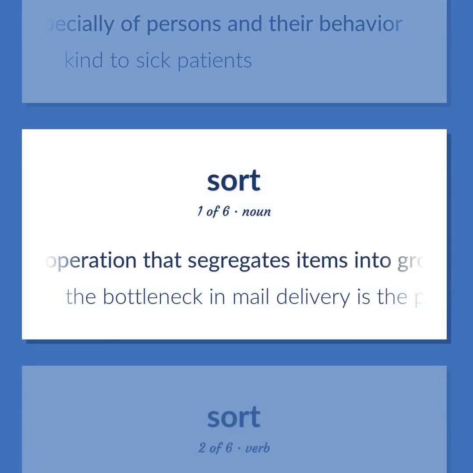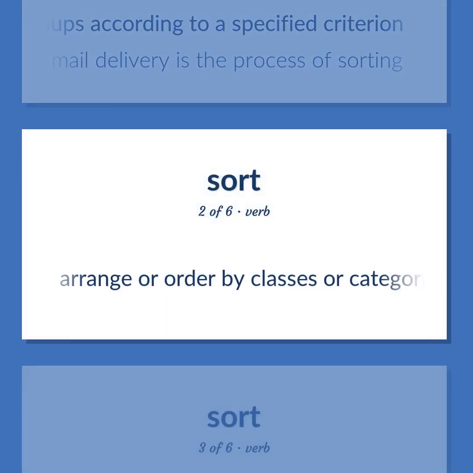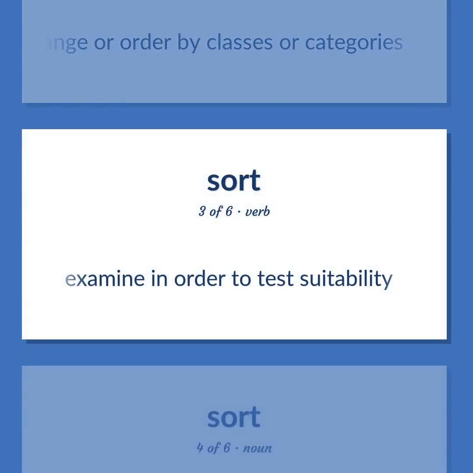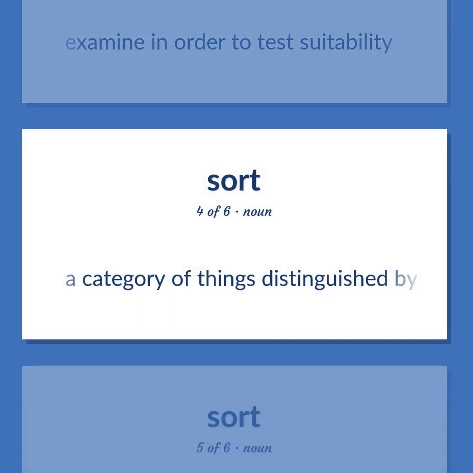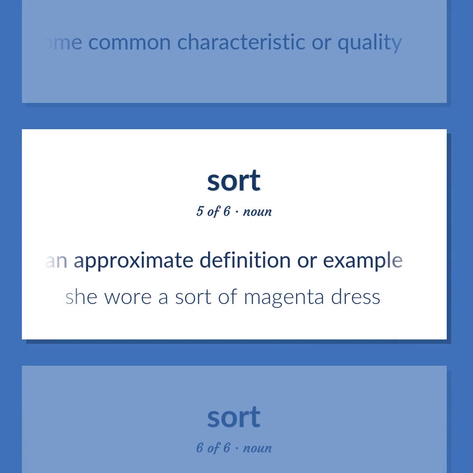An operation that segregates items into groups according to a specified criterion. The bottleneck in mail delivery is the process of sorting. Arrange or order by classes or categories. Examine in order to test suitability. A category of things distinguished by some common characteristic or quality. An approximate definition or example. She wore a sort of magenta dress.